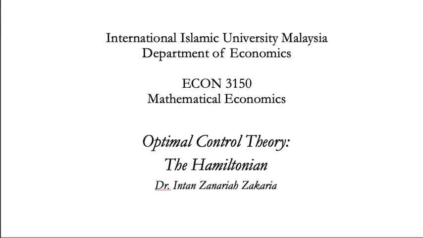We now move to a new topic. It is optimal control theory, the Hamiltonian function. Okay, now the optimal control theory in this chapter is basically about optimization that includes time horizon. So this is the difference between this type of optimization and the previous study of optimization. Why do we need to include time horizon?